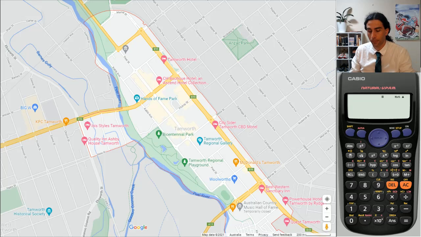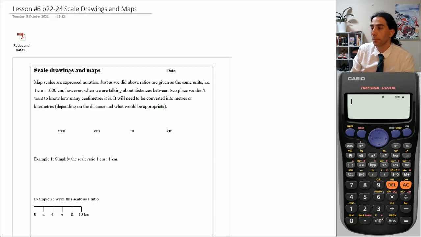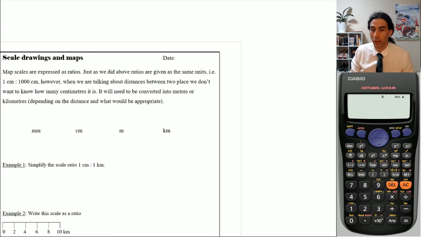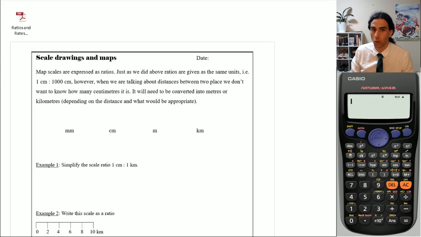I'll just get rid of that. And we're going to do some questions from this booklet here. I'll zoom in a bit. So scale drawings and maps. And they are expressed as ratios more commonly.